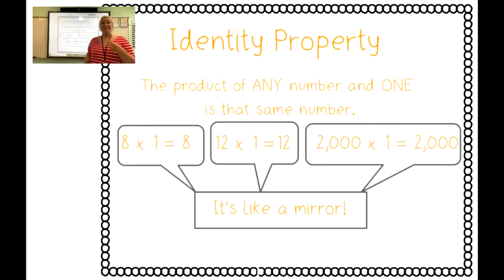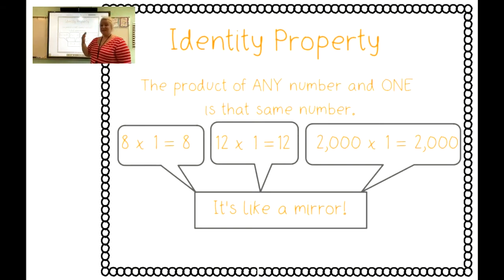All right. This one is the identity property, and I like to look at this one like a mirror. So hold up your arm in front of you like this. This is your mirror, and it also stands for the number 1. So the product of any number times 1 is itself. When you look into a mirror, you see yourself.